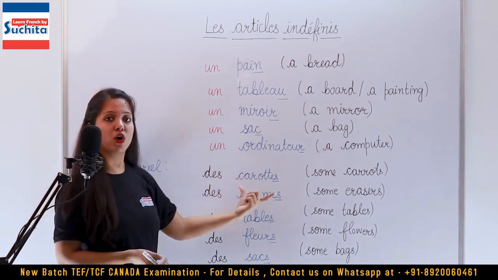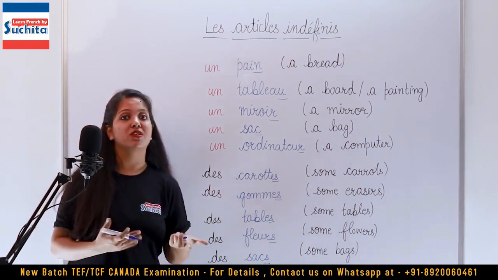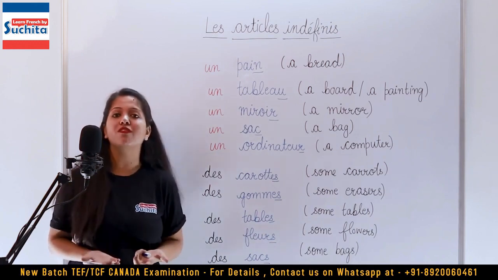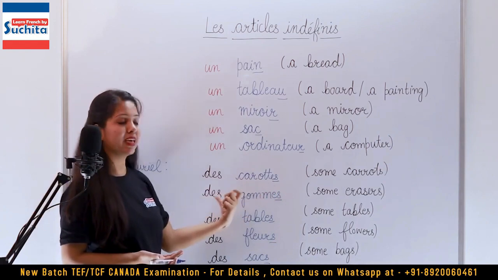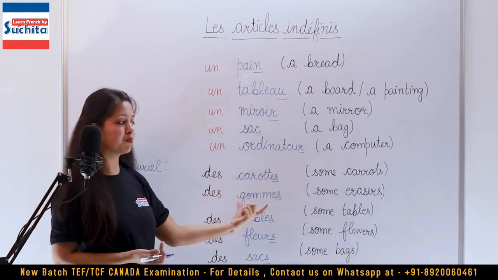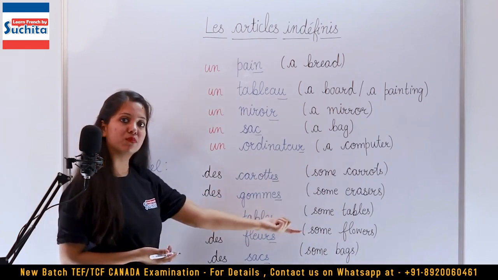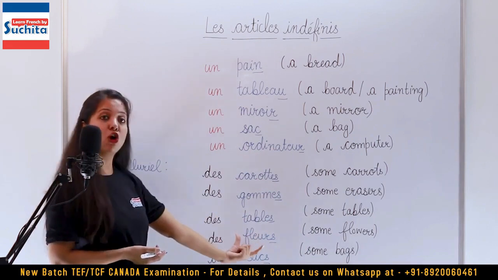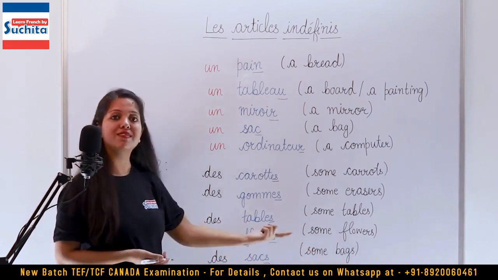So, des carottes. If the word is plural, you do not have to care about whether it is masculine or feminine. If it is plural, you always have to put des. So it becomes des carottes, which means some carrots. Des gommes, some erasers. Des tables, some tables. Des fleurs, some flowers. Des sacs, which means some bags.